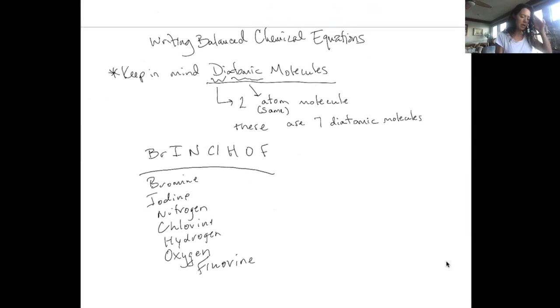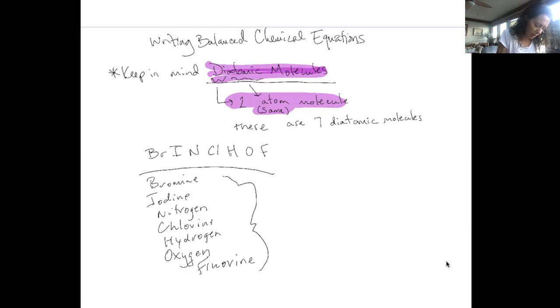All right, so what does it mean to be diatomic? Another way to phrase that is, what does it mean to be a 2-atom molecule? A 2 same atom molecule, and that's what a diatomic molecule is. Well, it means that for all of these 7 elements, whenever they are alone, they always come in pairs. I'm going to demonstrate this several times.